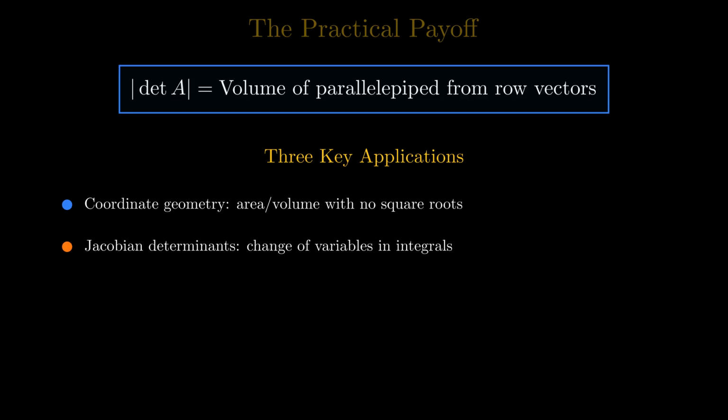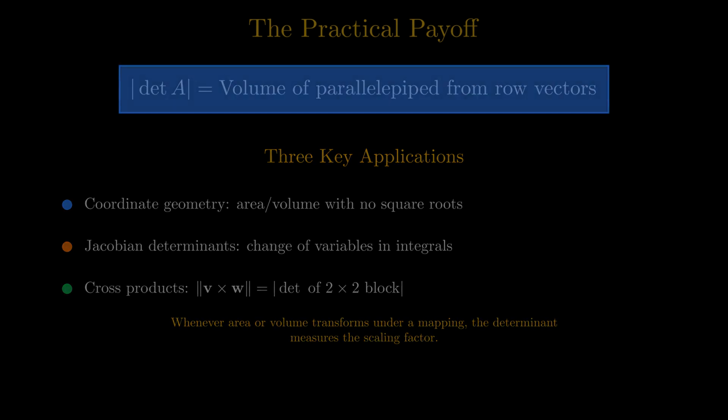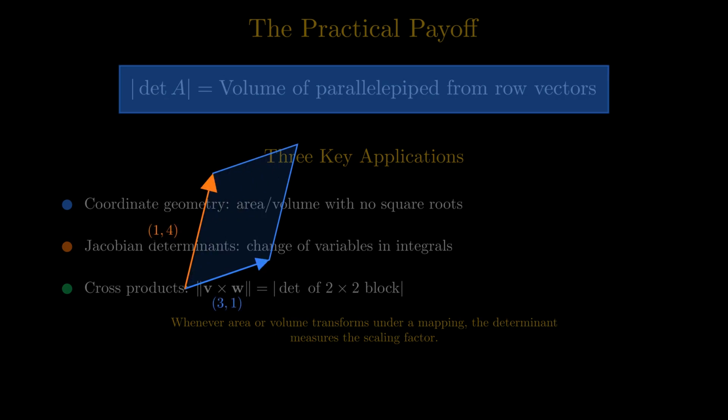Second, Jacobian determinants. When you perform a change of variables in integrals, the Jacobian determinant tracks how the transformation scales volume. Third, cross products. The magnitude of v cross w equals the absolute value of a 2x2 determinant. Whenever area or volume transforms under a mapping, the determinant measures the scaling factor.